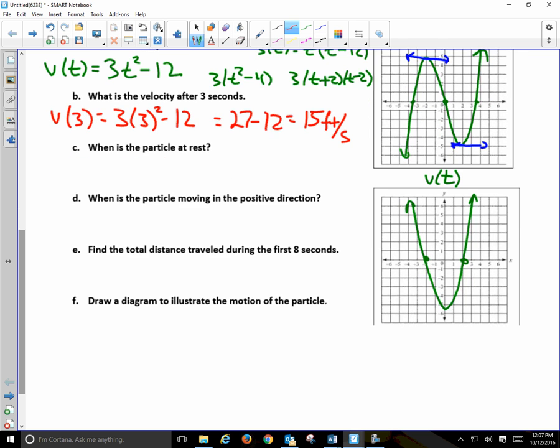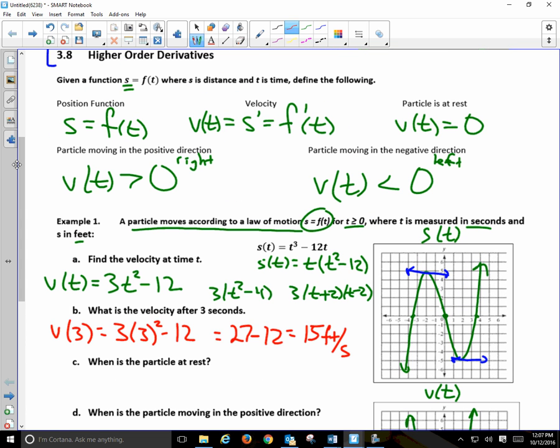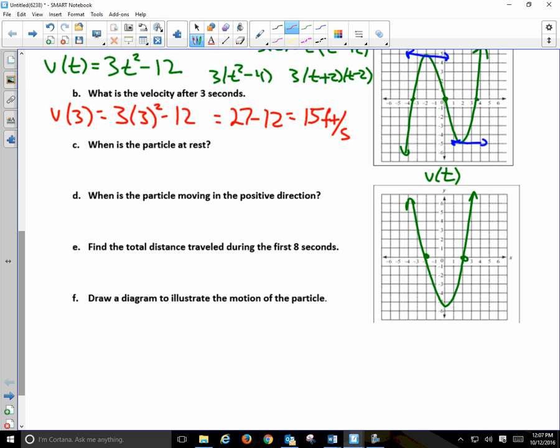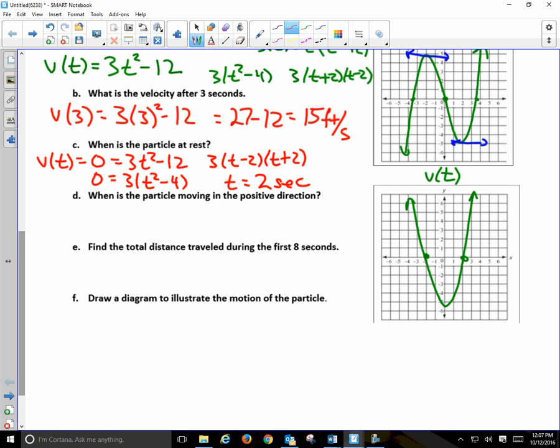How would I figure out when the particle is at rest? The particle is at rest when the derivative is equal to 0. And you can see we already solved that, but we're going to take v of t equal to 0. So 3t squared minus 12 equal to 0. And so we'll factor it. What would you do if it didn't factor? Quadratic formula.